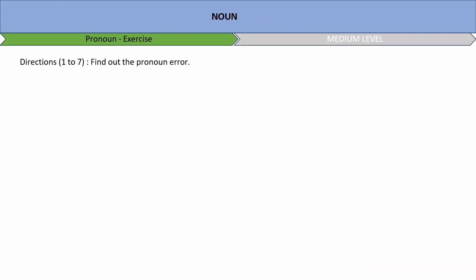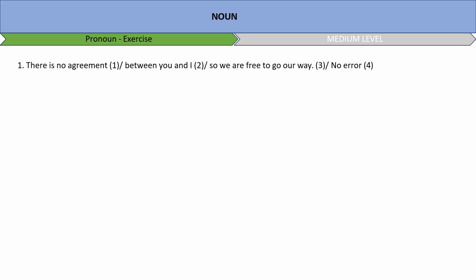The question says you have to find the pronoun error here again. There's no agreement between you and I. So we are free to go our way. So here you see what kind of pronouns are used here. First of all, what pronouns are used here, right? So the pronoun used here is I and me.